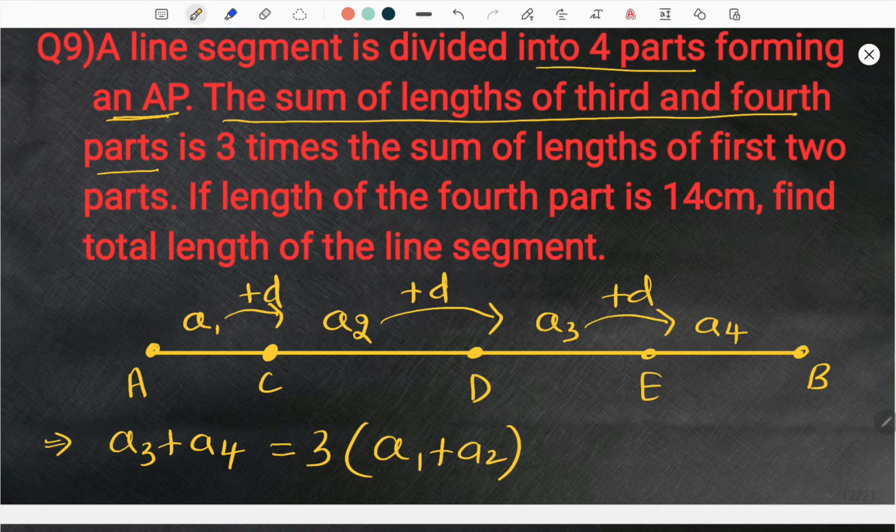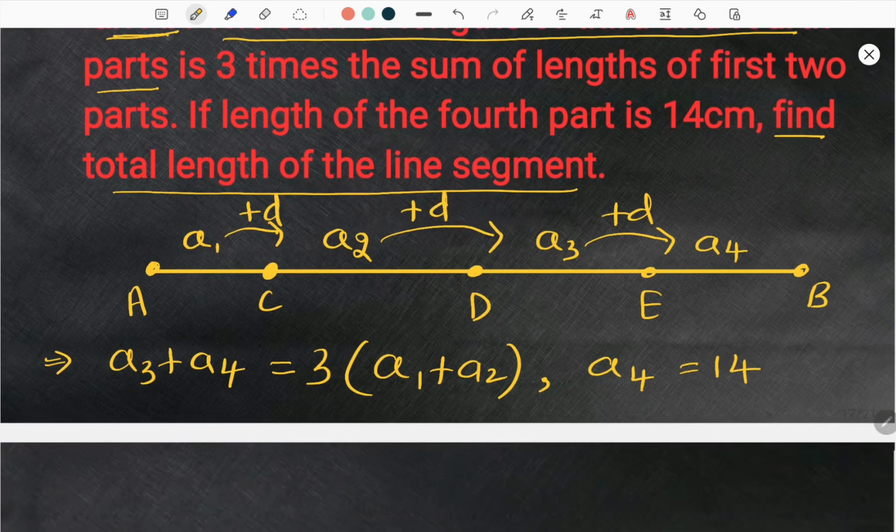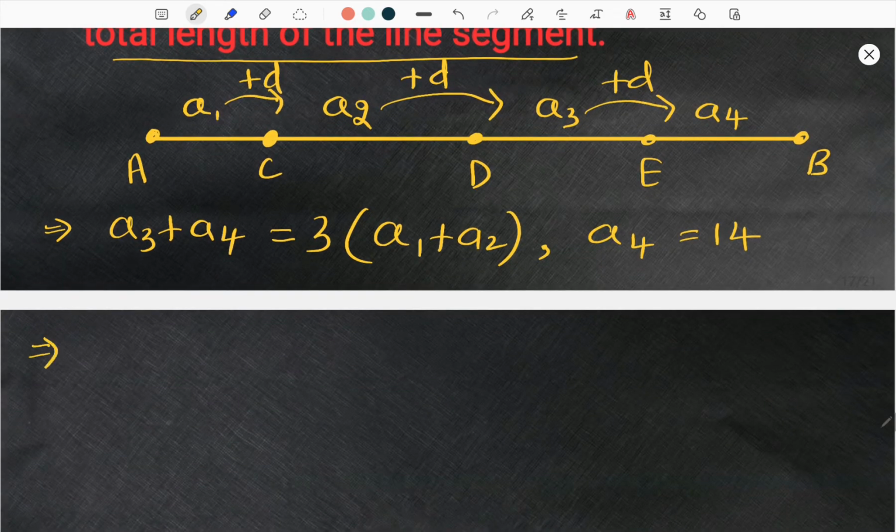Length of the fourth part means, you understand, that is A4. Fourth part is 14 centimeter, I mean centimeter is given, but that is like 14, you just keep it. Find the total length of the line segment. Okay, very simple it is. Let us find out all these terms a1, a2, a3, a4 and let us add them. All right, so let us form an equation from this.